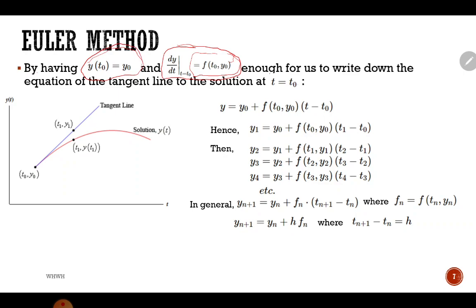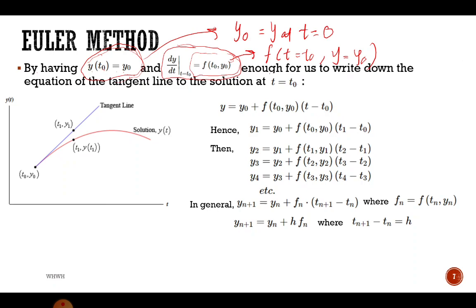Then, by having y(t naught) equals y naught, this means y at t equals 0 is equal to y0. You all must understand this: y at t equals 0 is y0. Y naught is y at t equals 0. And f(t naught, y naught) is the function when we substitute t equals t naught and y equals y naught. So hopefully you are clear about these two.